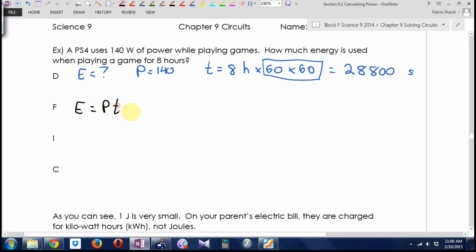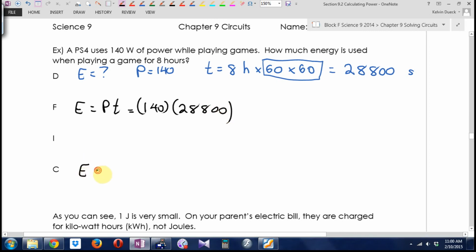Okay. So what's power, what's P in this question? What's T in this question? Not 8. What's T in this question? Yeah, more specific. 28,000, okay. There's the insert part.